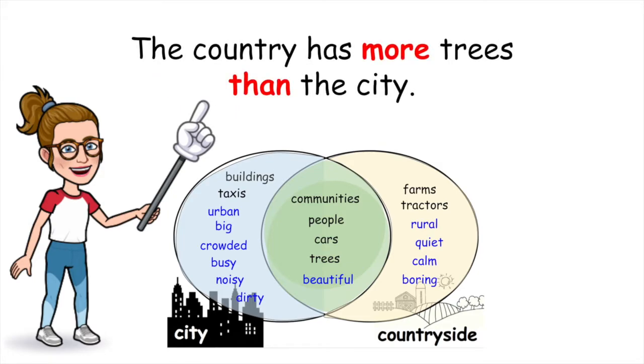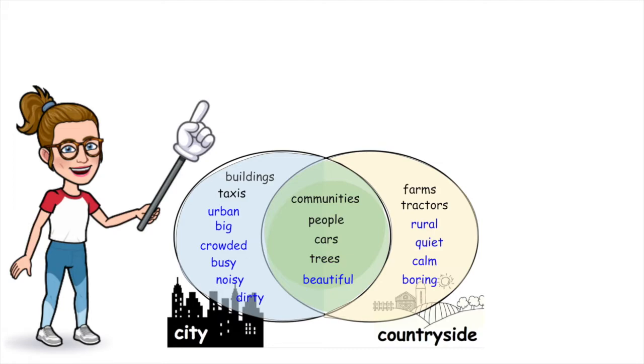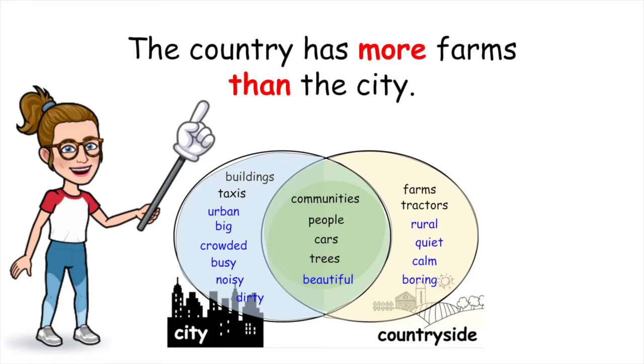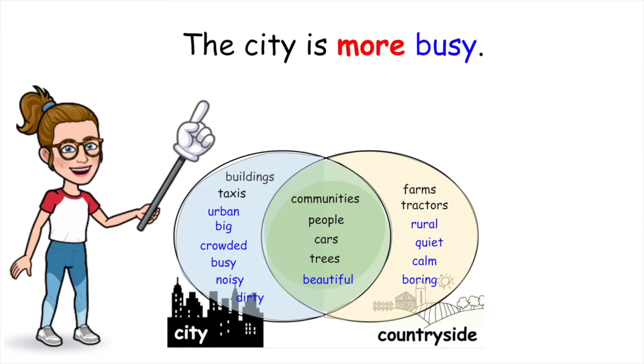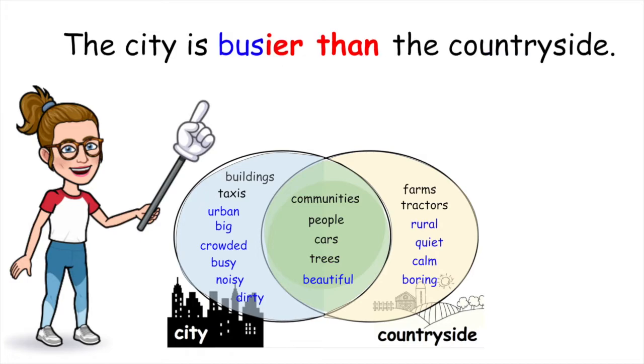The country has more trees than the city. So we can also add than here. The country has more farms than the city, okay? We can also say the city is more busy. And now the word busy is here. It's an adjective. So we can also say this. We can also say the city is busier than the countryside.